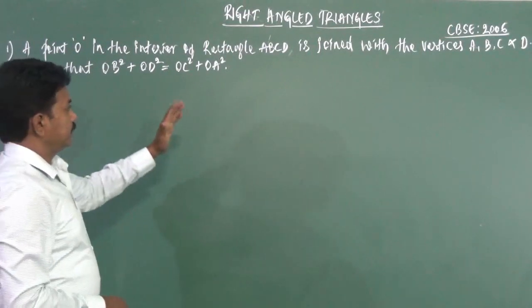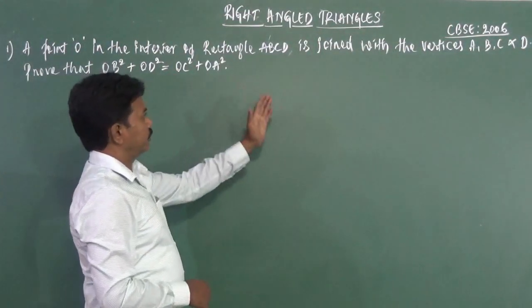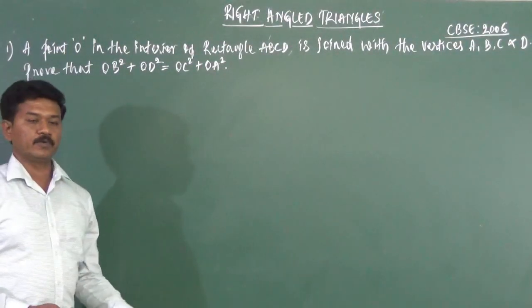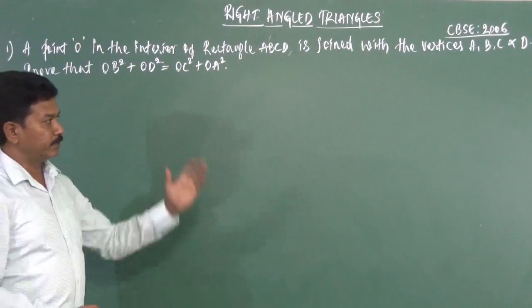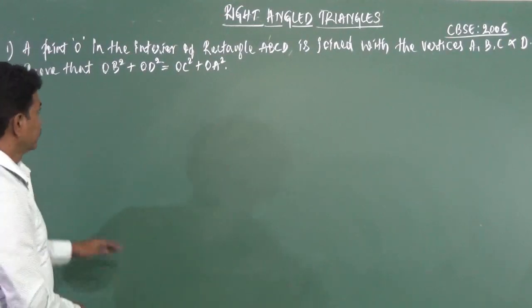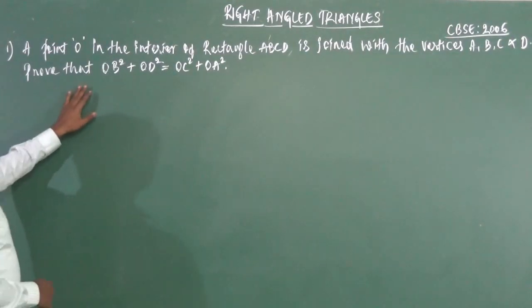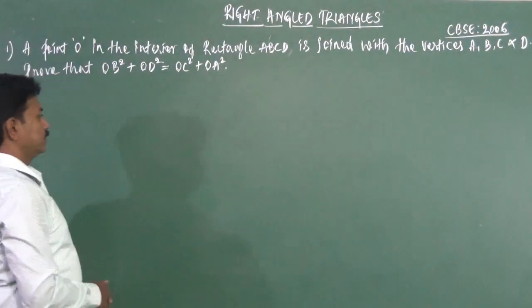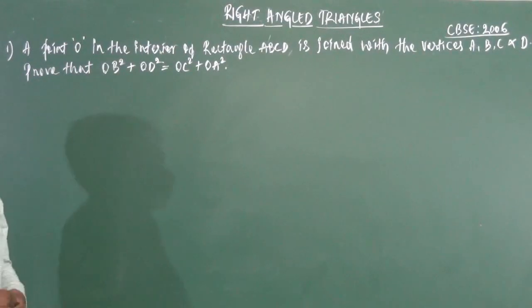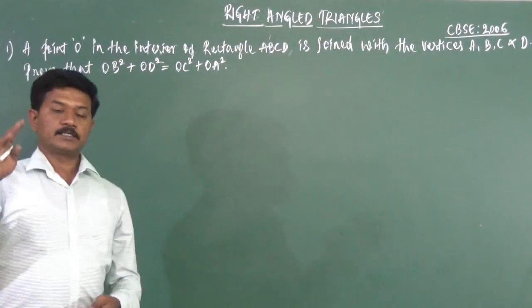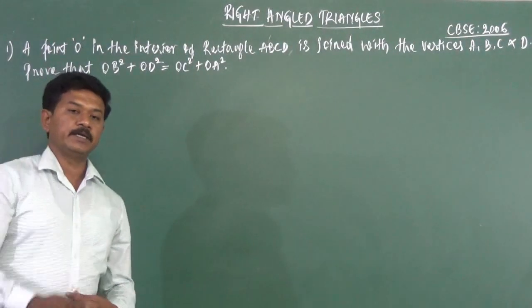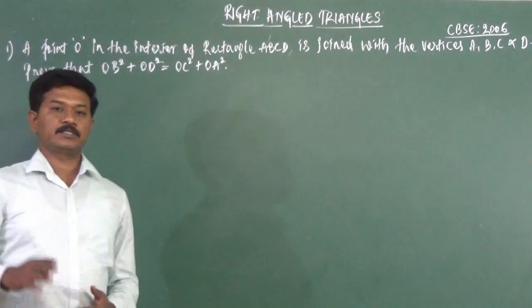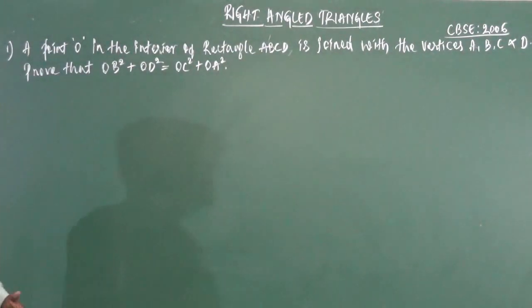Point O is joined with the vertices A, B, C and D. So in a rectangle there are 4 vertices, A, B, C and D. If this is the case, prove that OB square plus OD square is equal to OC square plus OA square. It was one of the most important problems. It was asked once in the state syllabus final examinations, and also in Cbse 2006 final examination, in mathematics, right?